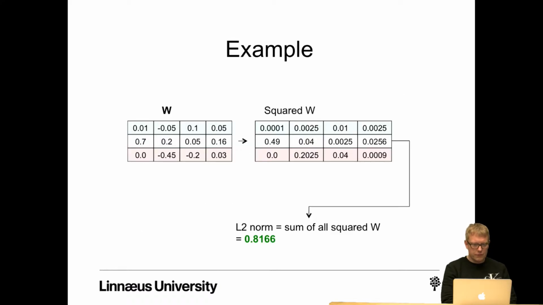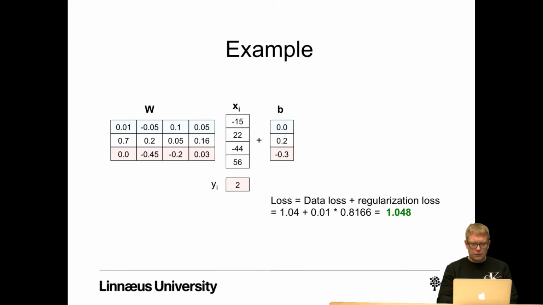So if we have the set of weights as in the previous example, then we square all the weights, we get a new matrix, and then we calculate the sum of all squared weights, and that's our L2 norm or regularization, which is 0.8166.